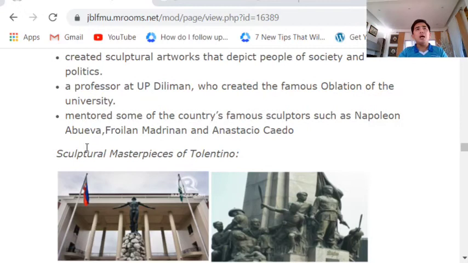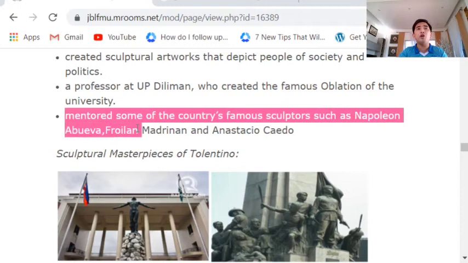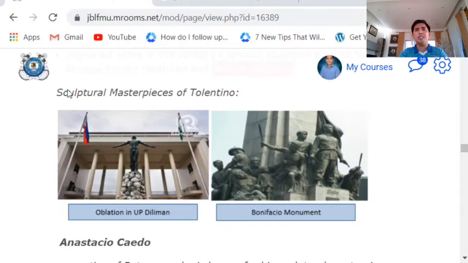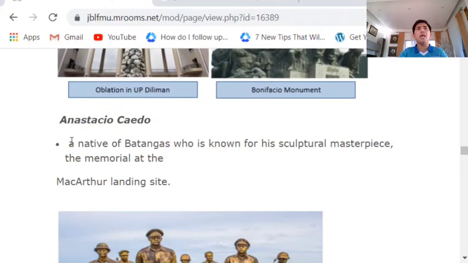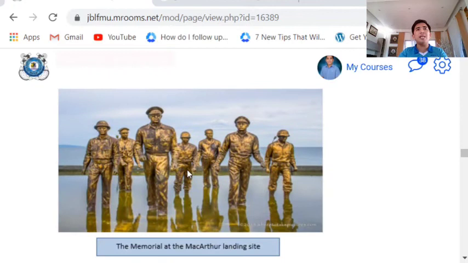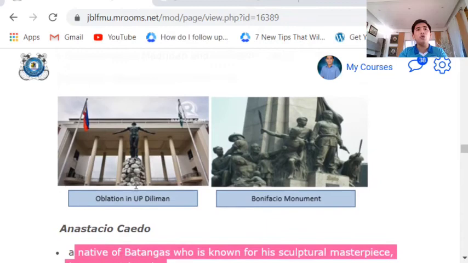Next, he mentored some of the country's famous sculptors such as Napoleon Abueva, Froilan Madrinan, and Anastacio Caedo. So, some of the famous masterpieces of Tolentino: Oblation, Gomburza, Bonifacio Monument. Anastacio Caedo is a native of Batangas, who is known for his cultural masterpiece, the memorial at the MacArthur landing site. He was a mentor of Guillermo Tolentino's. So, remember that.